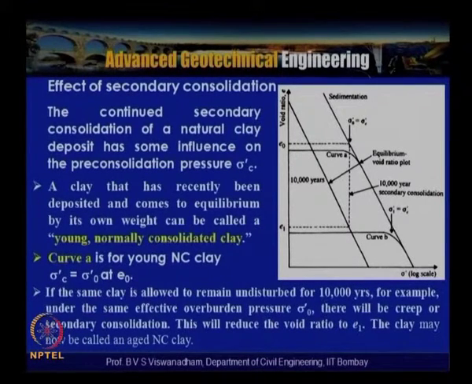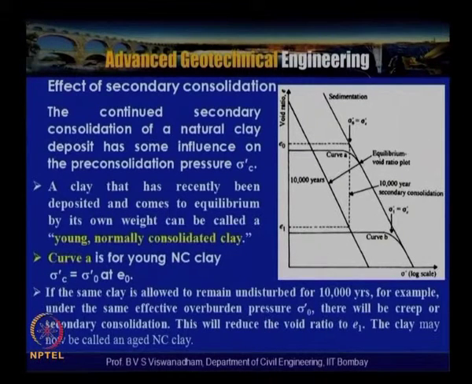In curve A, what we see is that the sedimentation is happening, and this is the current overburden pressure, and then further it is undergoing normal consolidation. And curve B is after 10,000 years, if the sample is subjected to 10,000 years of consolidation, and then when it is consolidated, what we get is this variation. So, the continued secondary consolidation of a natural clay deposit has some influence on the pre-consolidation pressure.